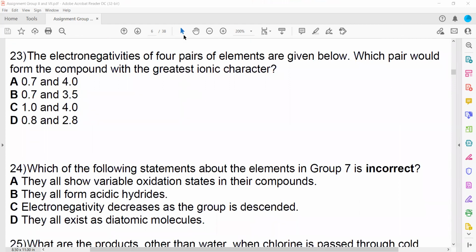The elements, four pairs of elements are there. Which pair would give the greatest ionic character? Greatest ionic character means the one which will have a greater difference in electronegativity. A greater difference in electronegativity leads to a greater ionic character. So this will be 4 minus 0.7, so 3.3. This difference will be 2.8. Difference will be 3, and this difference will be 2. So when we check, the greatest one is for A. So the greater the difference in electronegativity, the greater the ionic character.